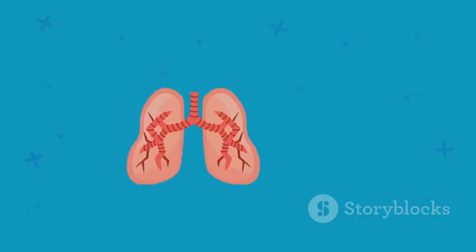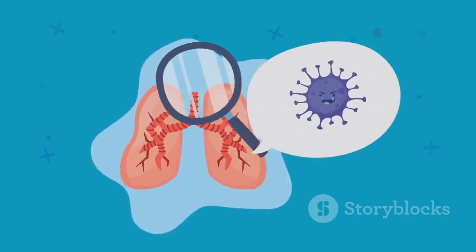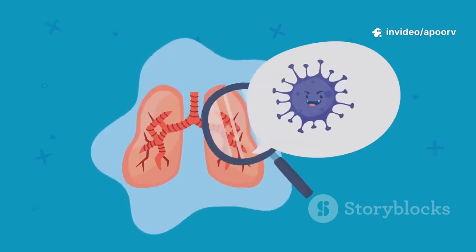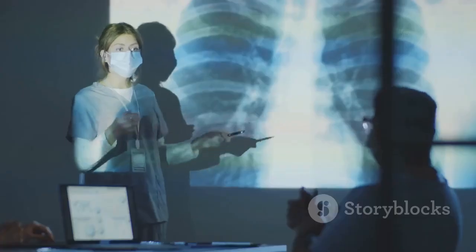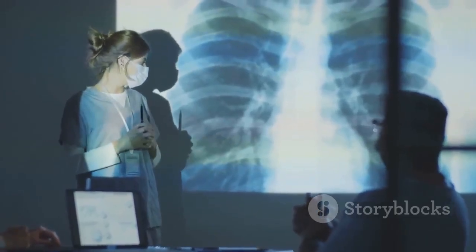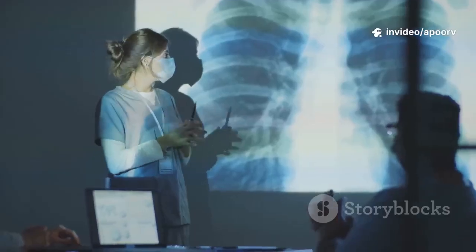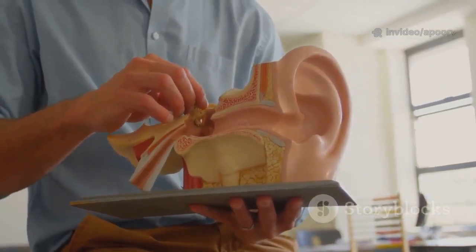At the same time, the cilia and the sticky mucus work together like a fantastic trap, catching dust, pollen, bacteria, and other unwanted particles before they can travel further down. This is your body's first and most important line of defense against airborne germs and pollutants, working silently with every breath you take.